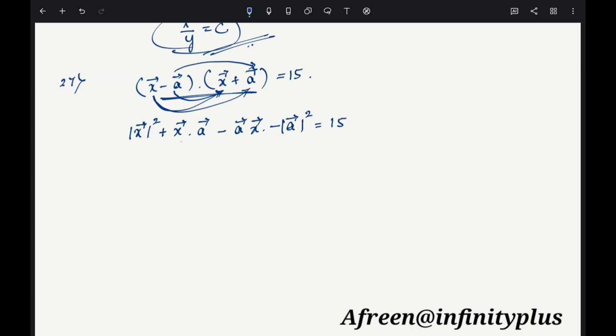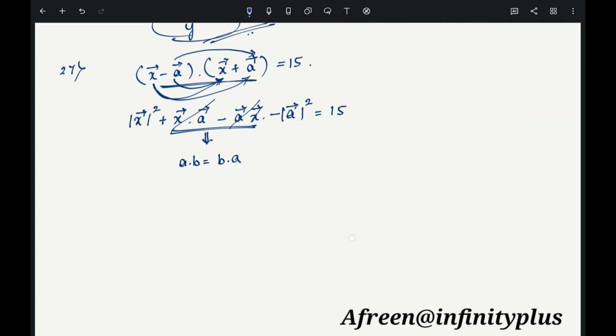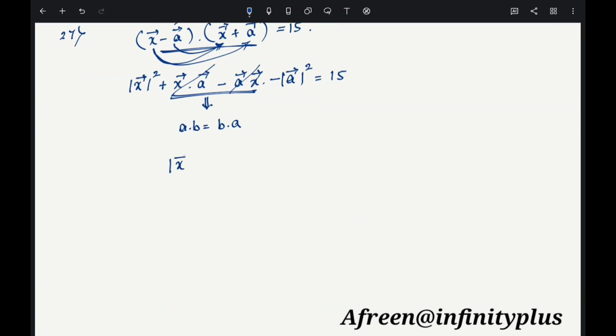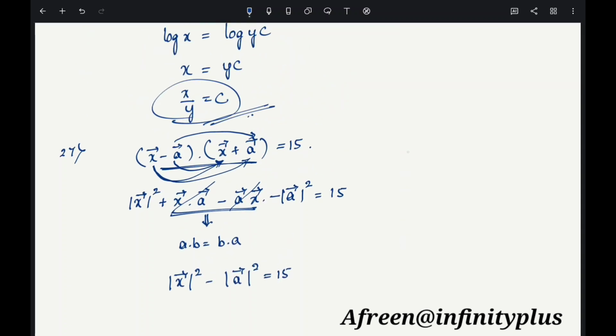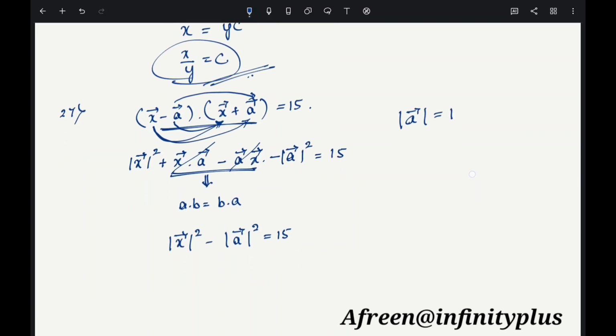In a dot product, you people are well aware that the dot product of any two vectors is commutative. Commutative means you can write that a dot b is equal to b dot a. So these two are similar to each other, so these two can be cancelled, only in dot products. So you will be remaining with magnitude of x square minus magnitude of a square, which is equal to 15. Since they have given that the magnitude of a vector is equal to 1, it means the a vector which they have given is a unit vector.